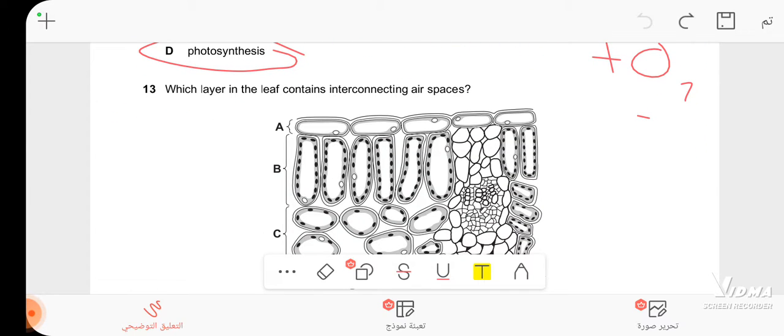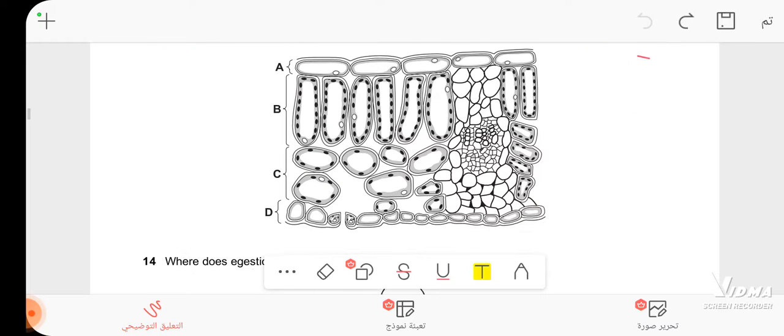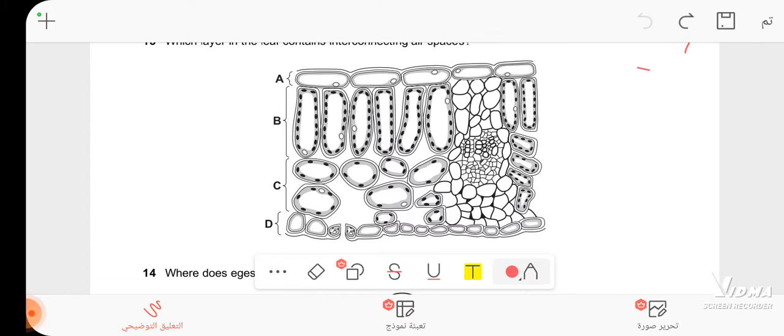13. Which layer in the leaf contains interconnecting airspaces? As you know, this is a leaf, and this is called upper epidermis, and this is lower epidermis.